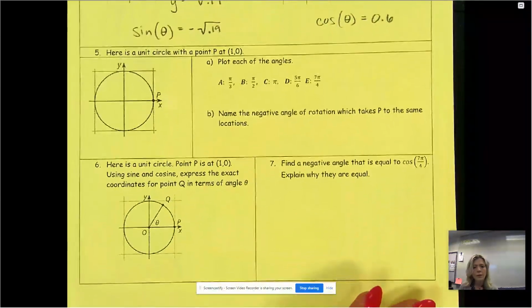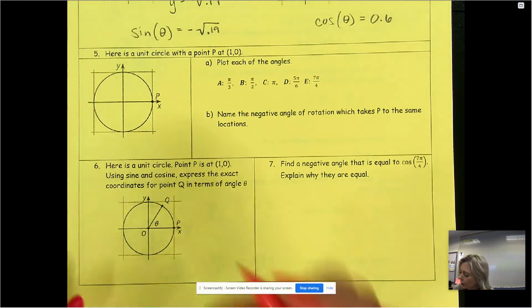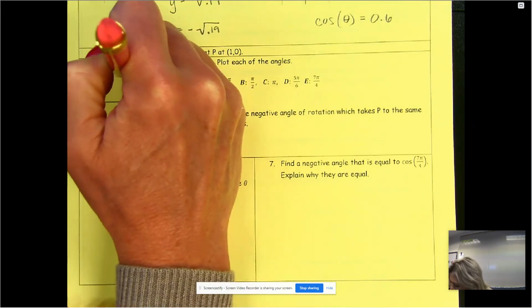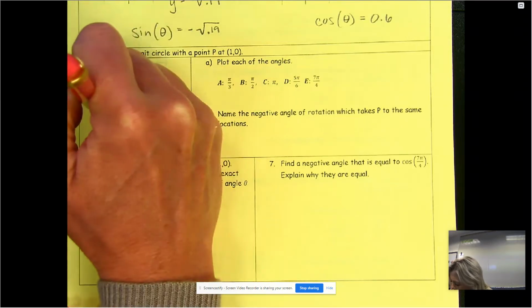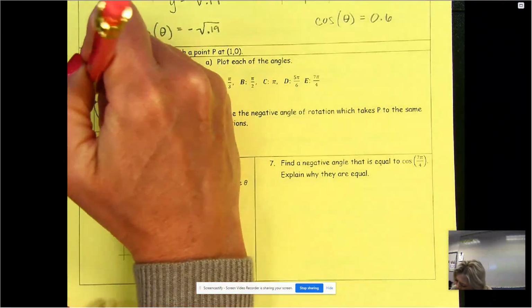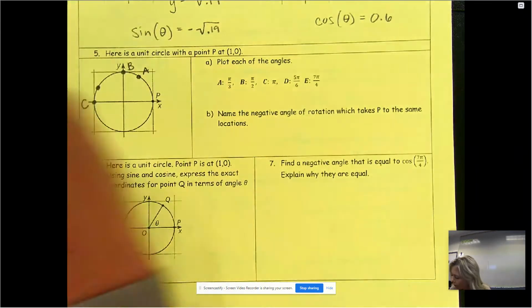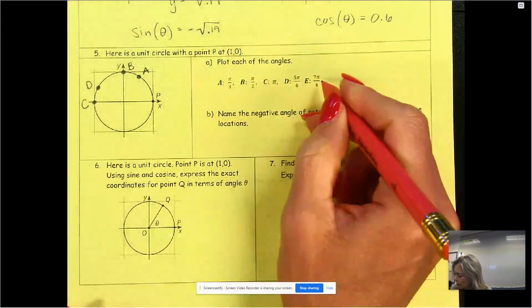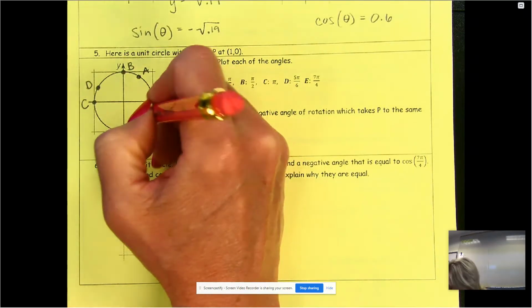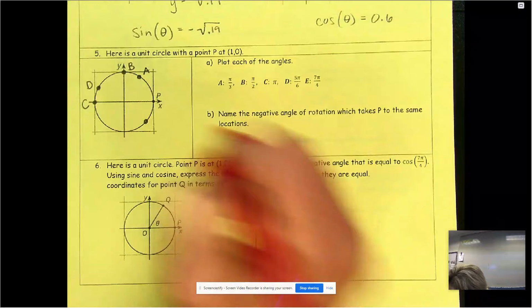All right, you can use your unit circles to plot these points. Pi over 3, pi over 2, pi: pi over 3 is about right here, that's A. Pi over 2 is right here, that's B. Pi is right here, that's C. 5 pi over 6 is a sixth of pi above C, about here, that's D. And 7 pi over 4, 1, 2, 3, 4, 5, 6, 7 fourths of pi, or 7 pi over 4, right here. This is E.